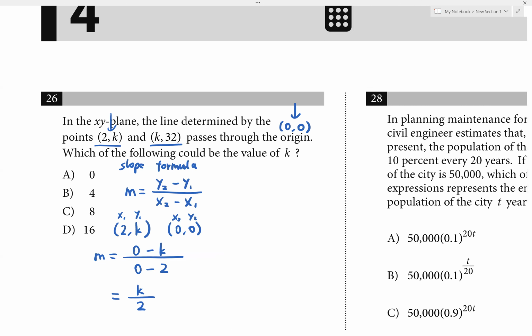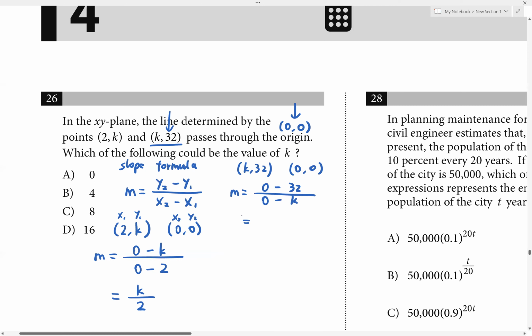And to solve for the other slope, using the other two points, we use (k, 32) and (0, 0). That should give us the same formula. The slope will be 0 minus 32 over 0 minus k, where again the negatives cancel out. We get 32 over k. And these are the slopes that we get by using a combination of two points on the line.